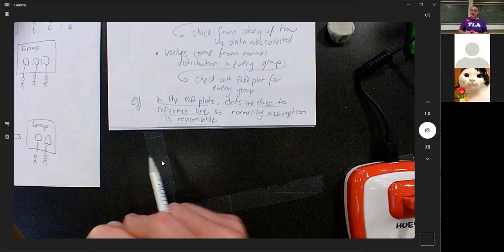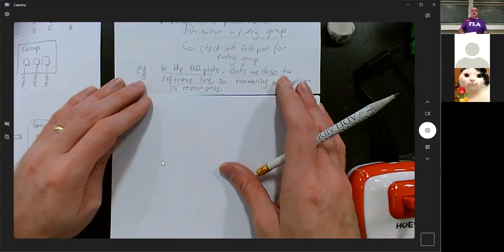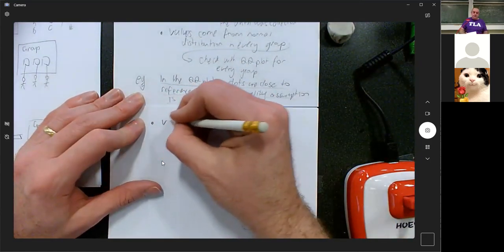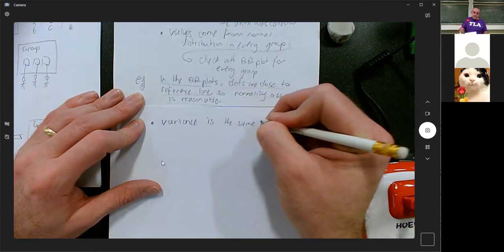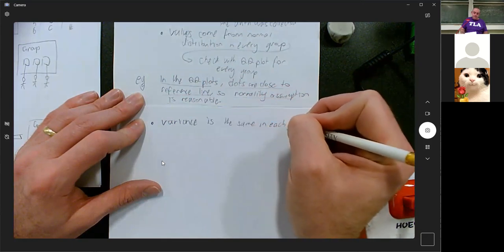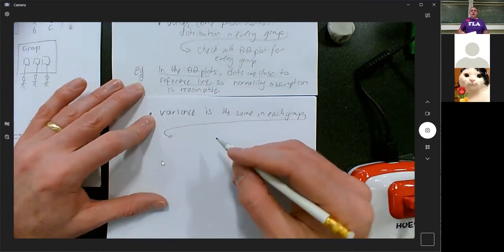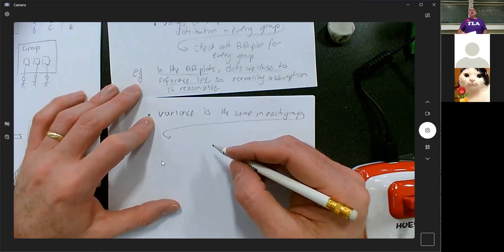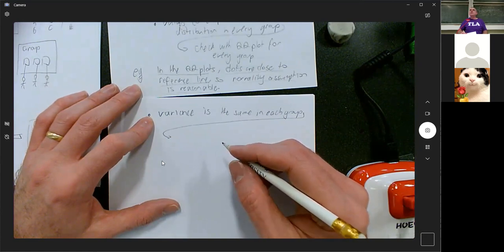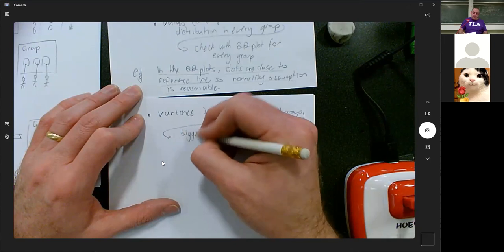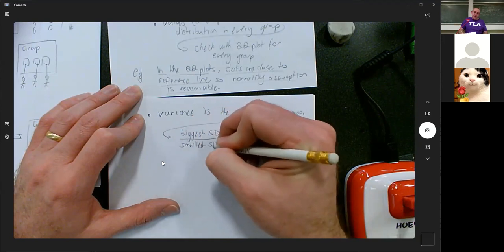So, and there's one more assumption, which is that the variance is the same in each group. And the way you check that is the biggest variance has to be less, no, the biggest standard deviation has to be less than twice the smallest standard deviation. So the largest standard deviation divided by the smallest standard deviation has to be less than 2.